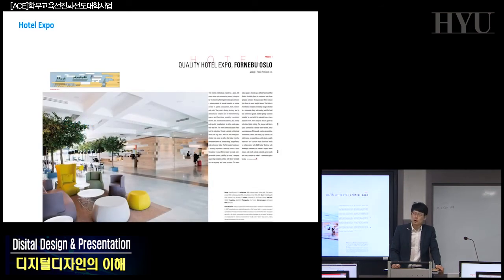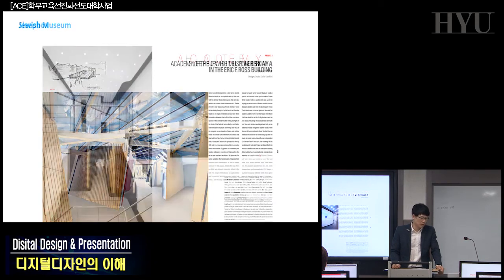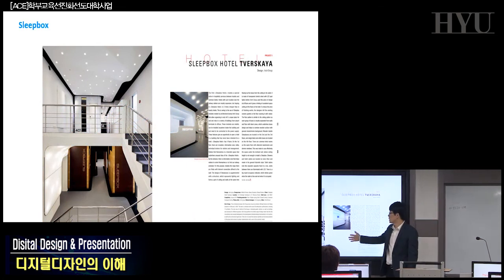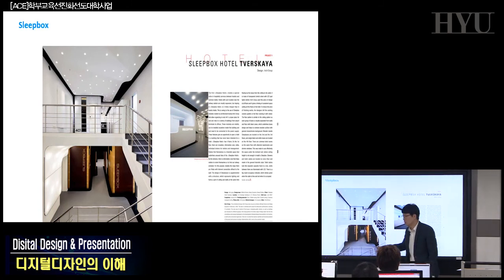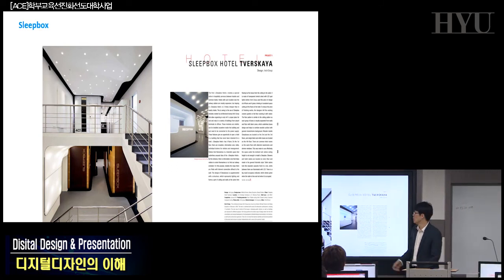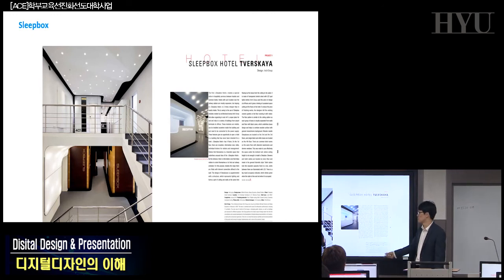Here I list three examples of your work, out of a total of 15. Professional actual design work introduced in the professional design magazine, BOB. The first one, Hotel Expo. The second one, Academy of Jewish Museum, Berlin, designed by Daniel Libeskind. The third one, Sleepbox Hotel. Actually, Sleepbox Hotel is kind of movable. One single unit can be applied to very different shapes of building interior spaces. But this is one of the examples located in a specific city, a specific place.